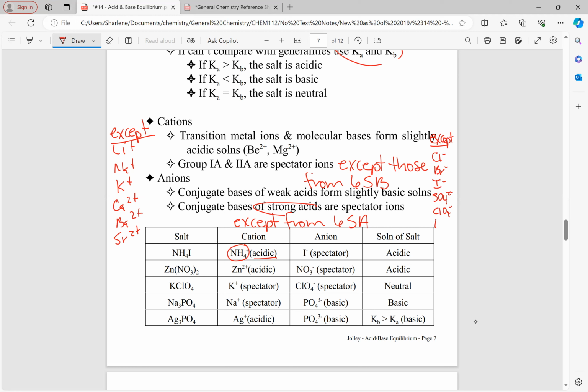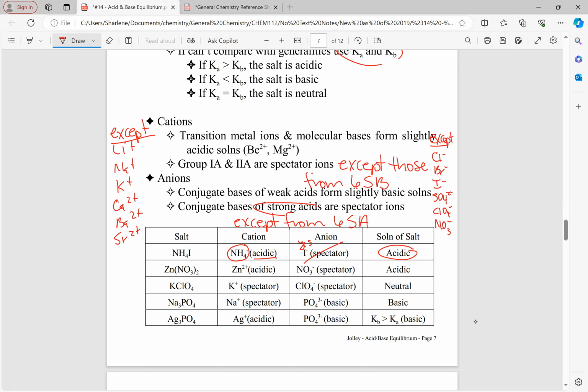Who am I missing? Nitric. All right, did that anion come from one of my six strongies? And the answer is yes. Okay, that came from a six strongy, so it's a spectator. So the cation's going to try and turn it acidic. The anion's not going to do anything. So the overall effect is going to be turning the solution acidic.